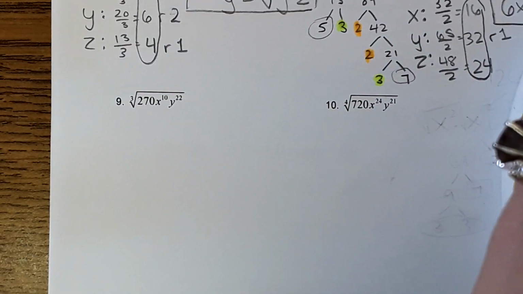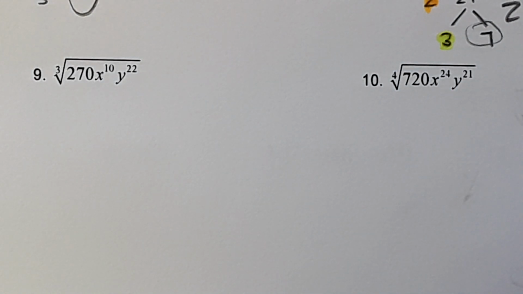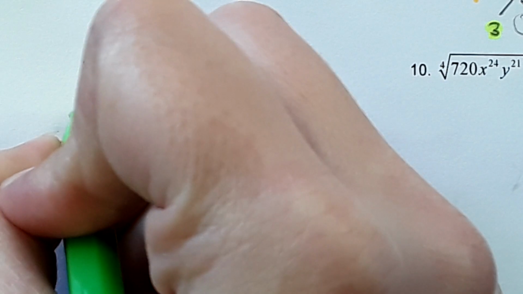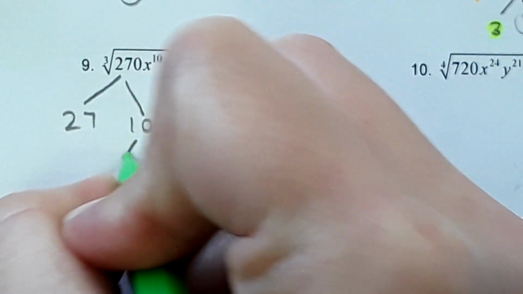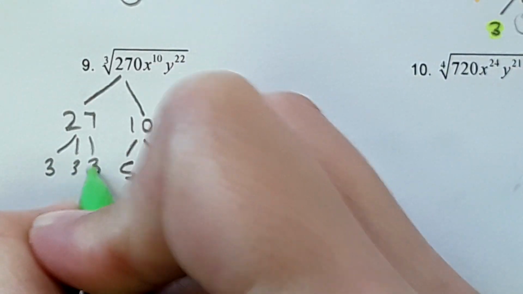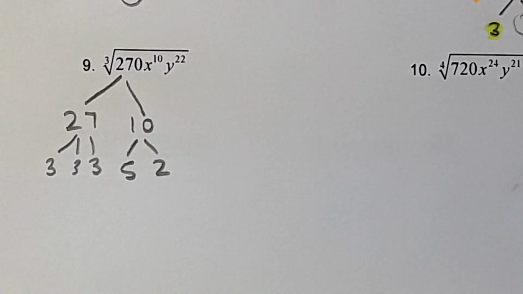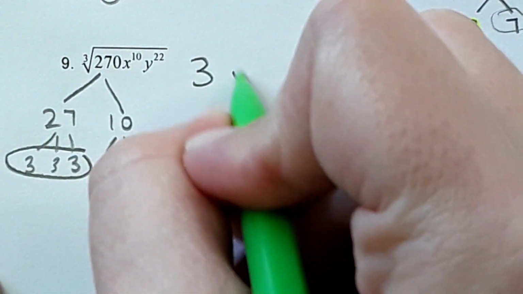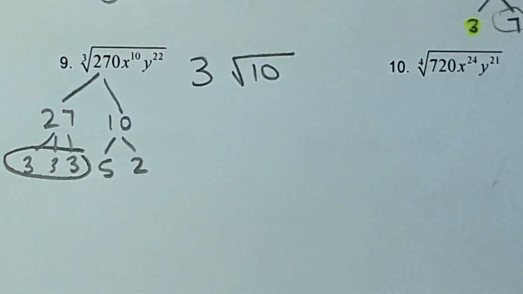Okay, at this point we just repeat the same process. Can you go back to the very end? Okay, so now we're doing cubed root. Same process: we're going to break up the number and then we'll break up the variables. And we're looking for 3 of a kind now. For 270, 27 and 10, 5 and 2. 27, I already know that's going to break up into 3, 3, and 3. And then I'm looking for 3 of a kind, so this is 3 of a kind, so I can take a 3 out. And then the 5 times 2 is still left inside.